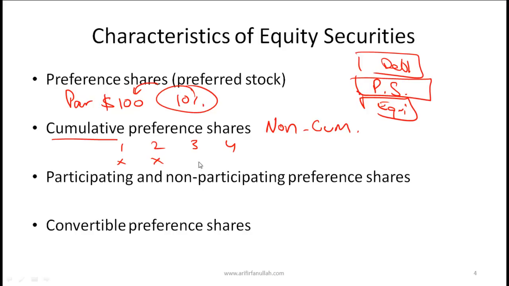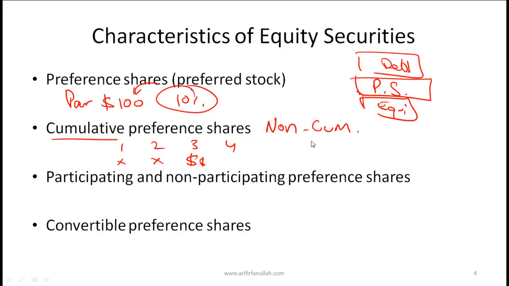What will happen then in year 3 and 4, if these are cumulative preference shares, then before the common shareholders can get any dividends, the cumulative preference shareholders have to get their dividends. So essentially what was not paid out in year 1 and year 2 accumulates and needs to be paid out when the company has money. So this needs to be paid out before the common shareholders get their dividends.